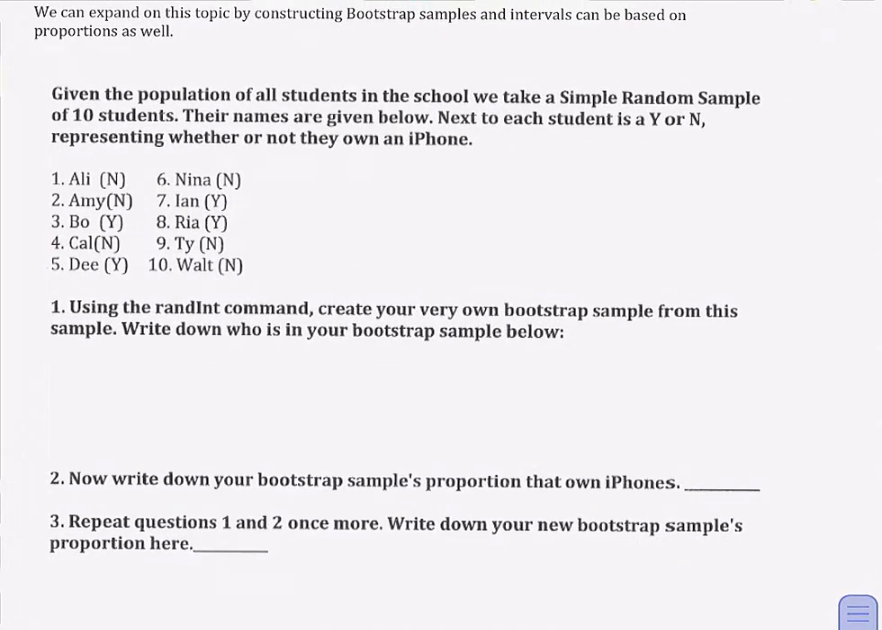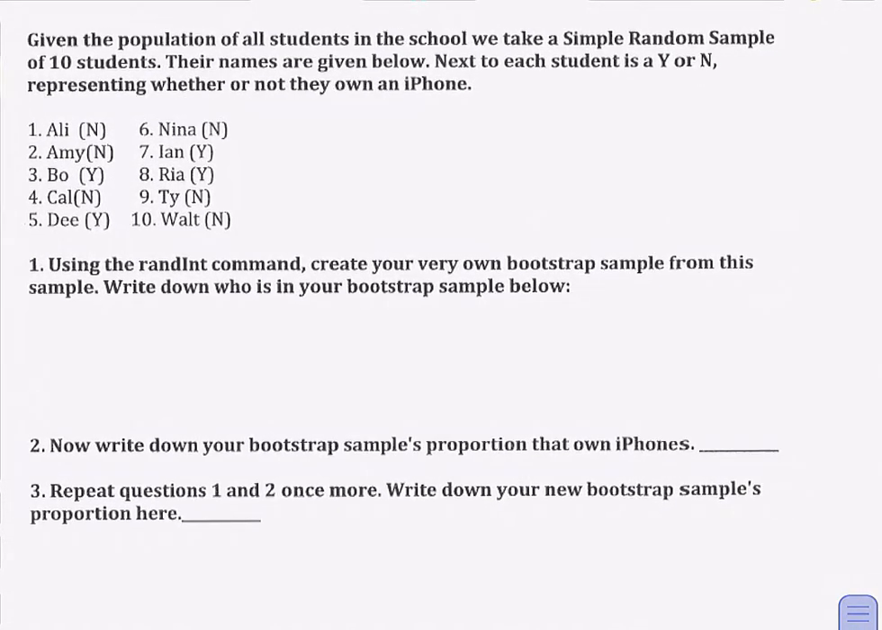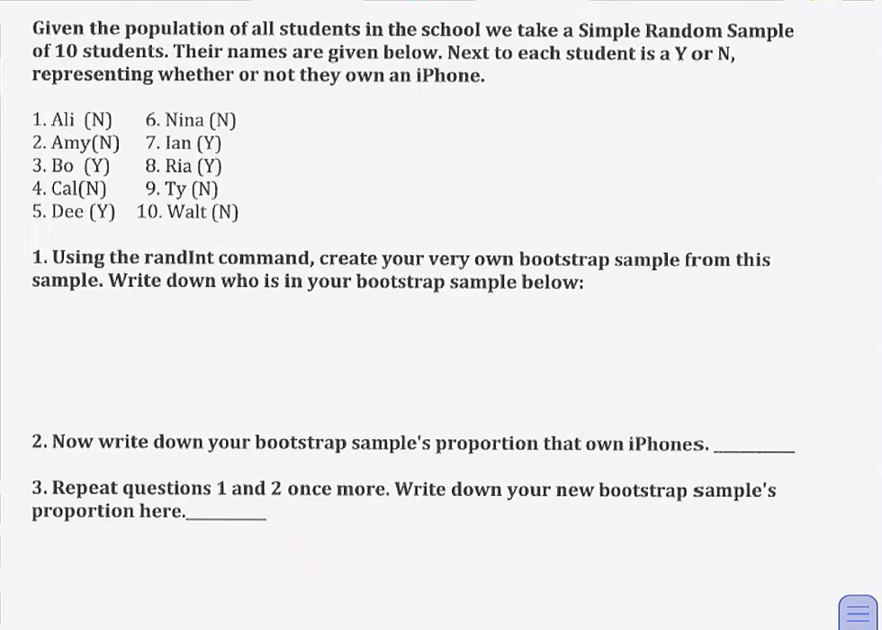All right, and unlike the last one, I'm going to lead you through this live right now. So given the population of all students in the school, we take a simple random sample of 10 students. Their names are given below. Next to each student is not a number. It's not like how many times they swore per day. It's either a yes or a no, whether or not they own an iPhone. So just like we did with creating a Bootstrap sample involving data that was numeric, here we're going to create a Bootstrap sample of yeses and nos.